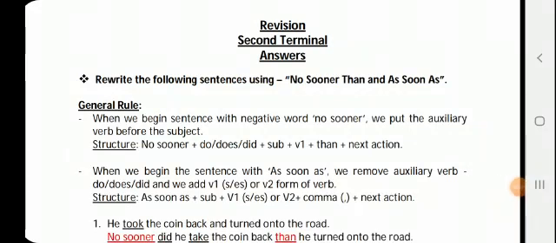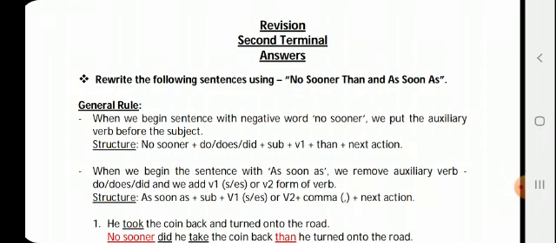So, we are doing a revision of second terminal. Yesterday, you must have received the questions of no sooner than and as soon as. And today, we will be discussing the solutions of the same. Now, you're already aware of the general rule, students, that when we begin the sentence with the negative word no sooner, we put the auxiliary verb before the subject.